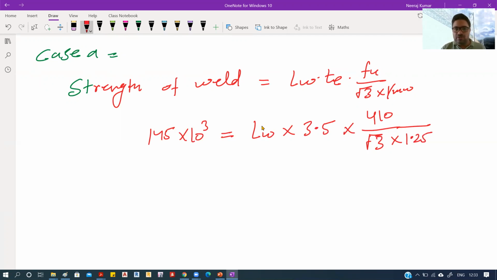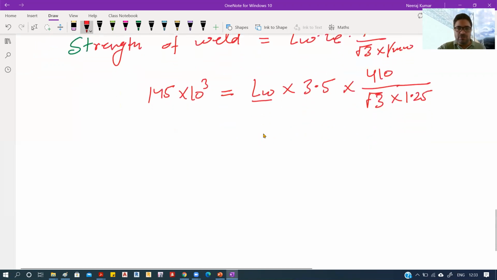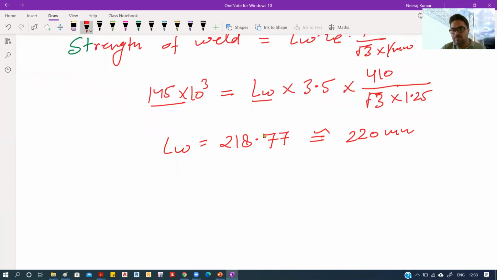So now the only unknown value is LW. To support this much load, the LW value comes out as 218.77. So we approximately round off this value as 220 mm. So this is the total length of weld which is required to transmit this much load.